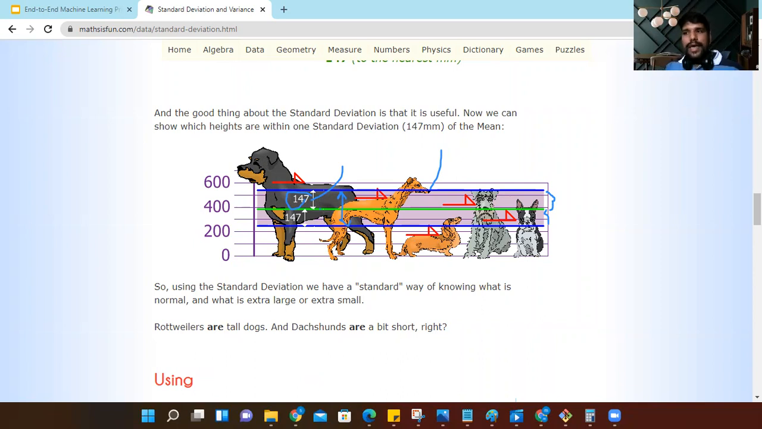Now I have explained what standard deviation is, but what is the importance of this stuff? Okay, let me go to the PPT.